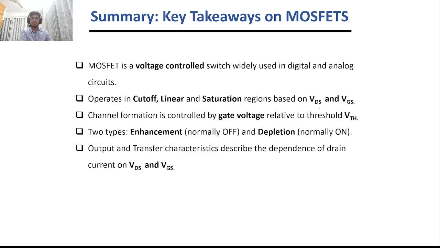To summarize what we have learned so far, we have seen that the MOSFET is a voltage control device which is widely used in digital and analog circuits. The MOSFET operates in different regions: cutoff, linear, and saturation, which can be controlled using VDS and VGS. Also, the channel formation depends on the gate voltage relative to the threshold voltage. Based on operation, we have seen two types of MOSFETs: enhancement type, which is normally off, and depletion type, which is normally on. Also, we have seen in output characteristics and transfer characteristics how the drain current varies with VDS and VGS.